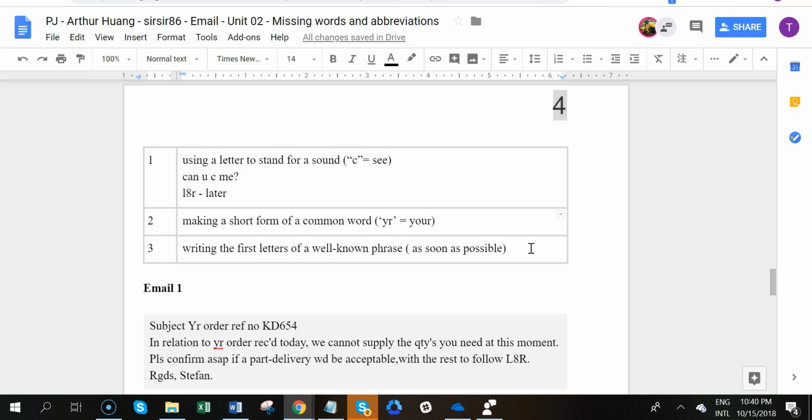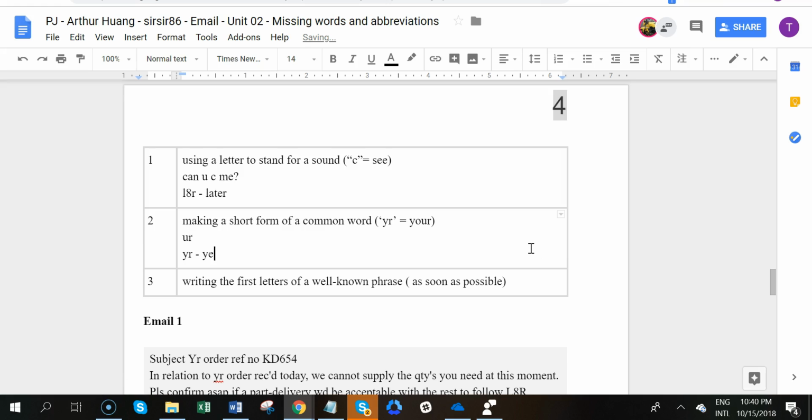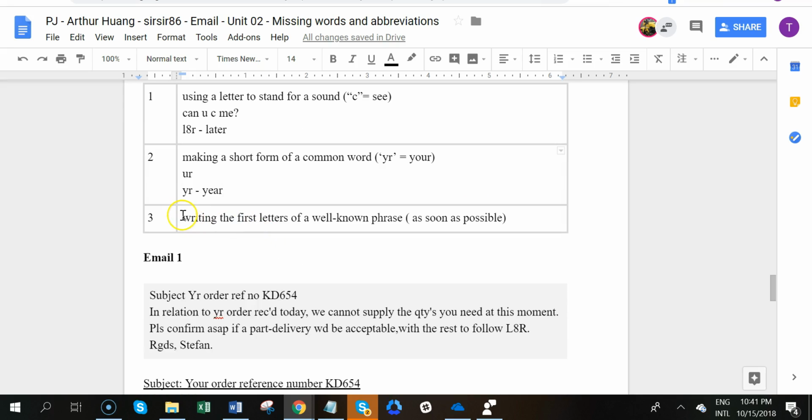Making a short form of a common word, like YR equals your. But in our country, we use it because it stands for year, right? I don't know about this book. Okay, how about number 3? Writing the first letters of a well-known phrase, as soon as possible. This is also called ASAP, right? Yes, ASAP.